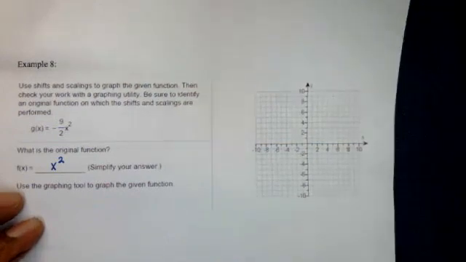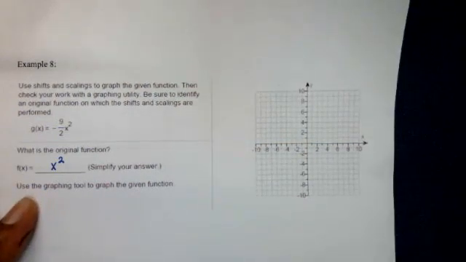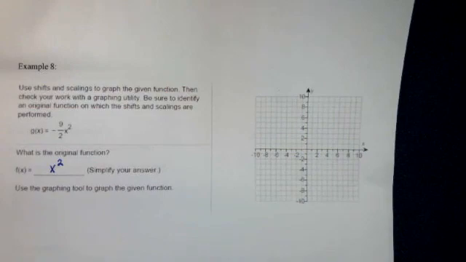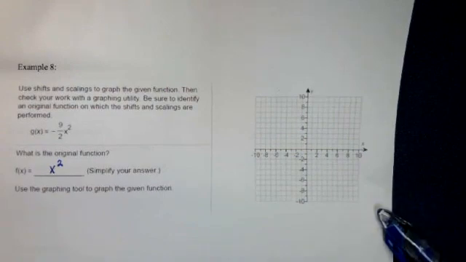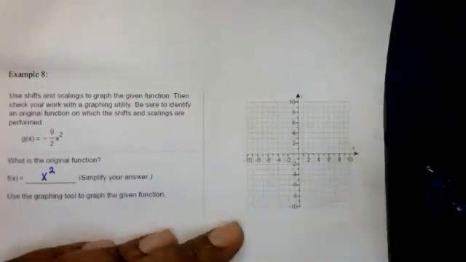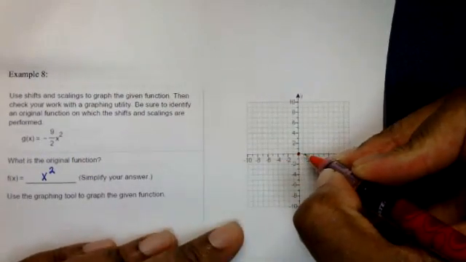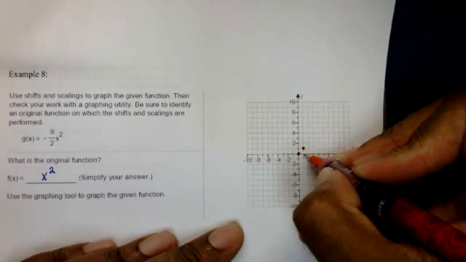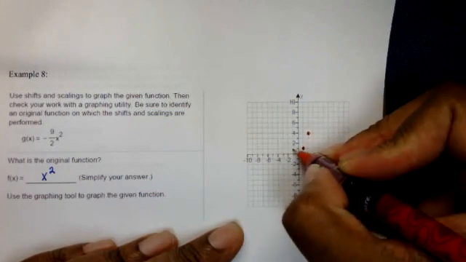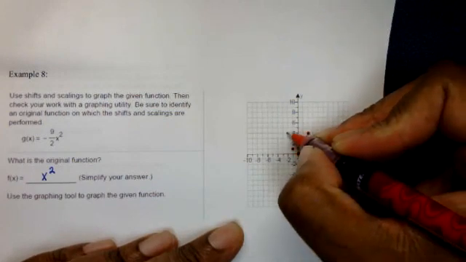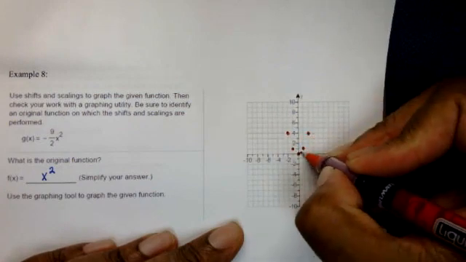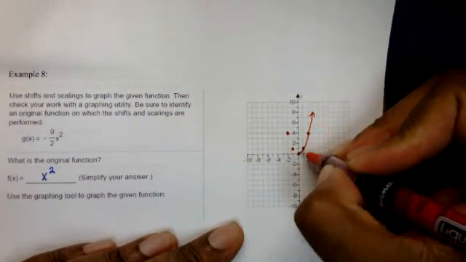So I pretty much already know what the graph is going to be for f of x equal to x squared. I can go ahead and plot those points on the coordinate plane from that last example: 0, 0; 1, 1; 2, 4; negative 1, 1; negative 2, 4. So that's the graph.